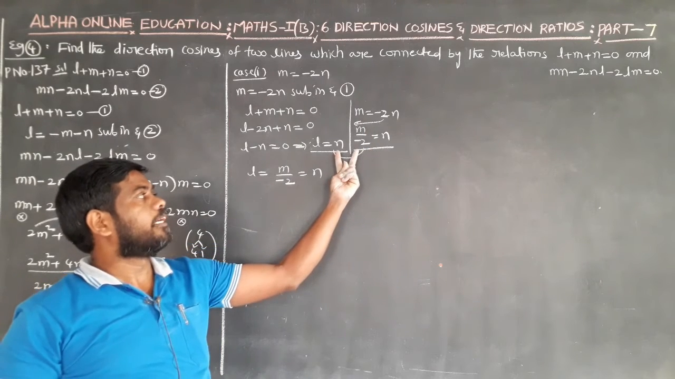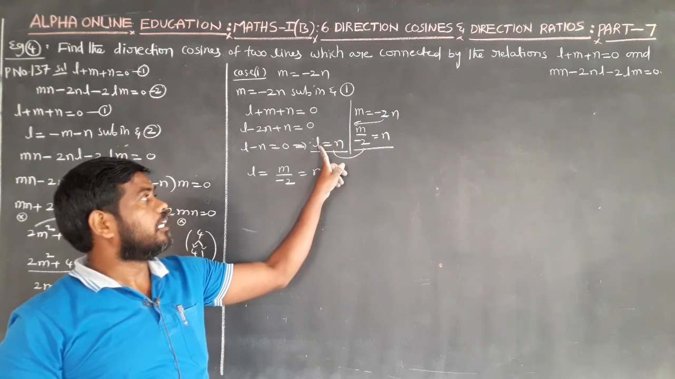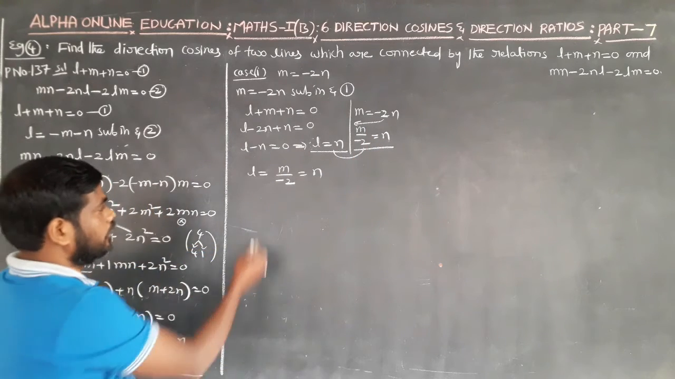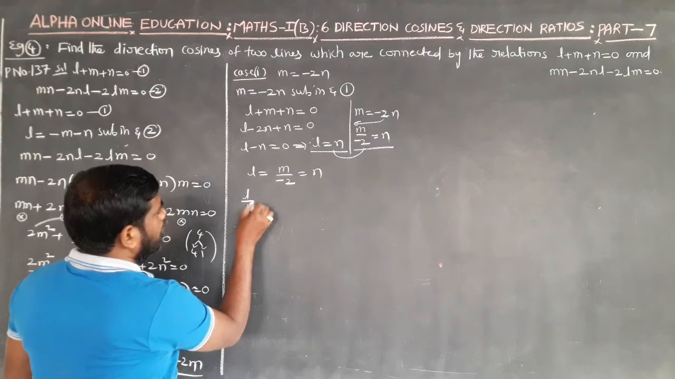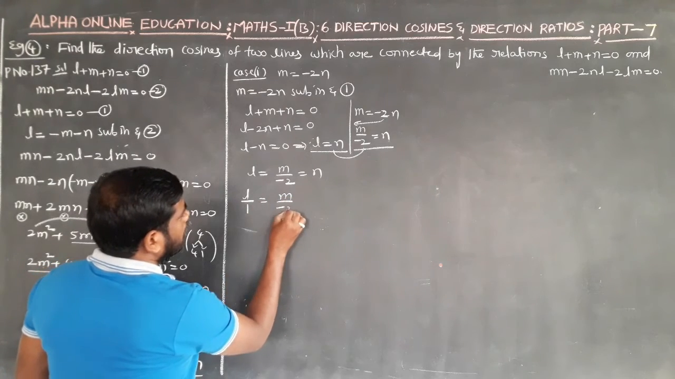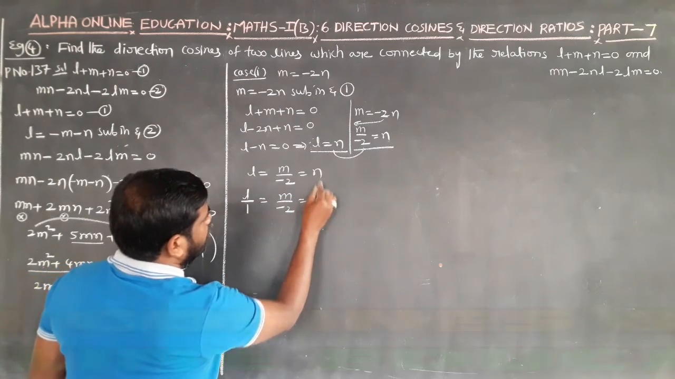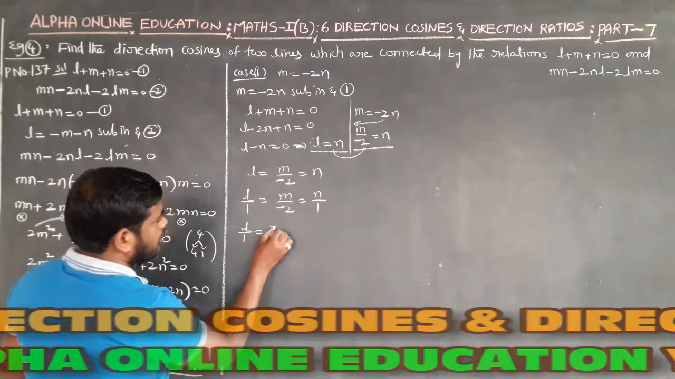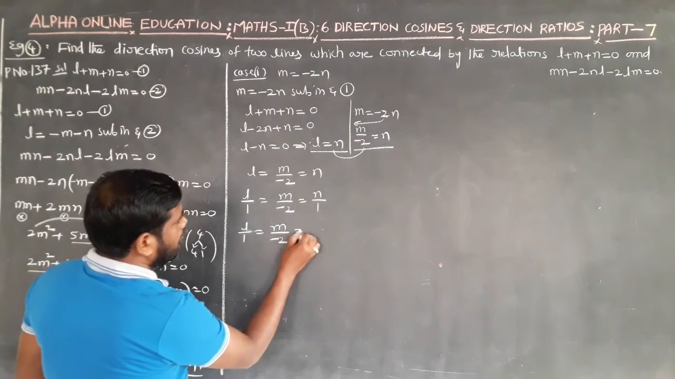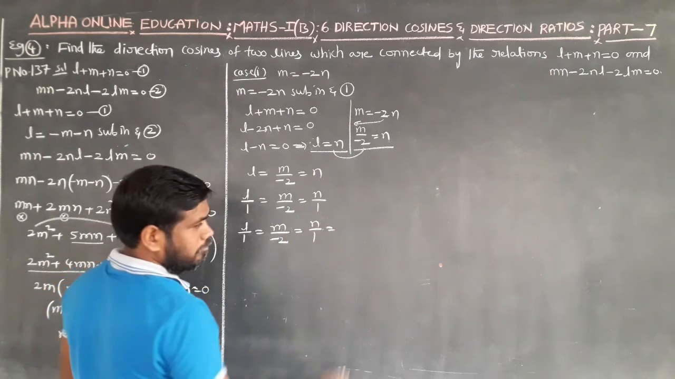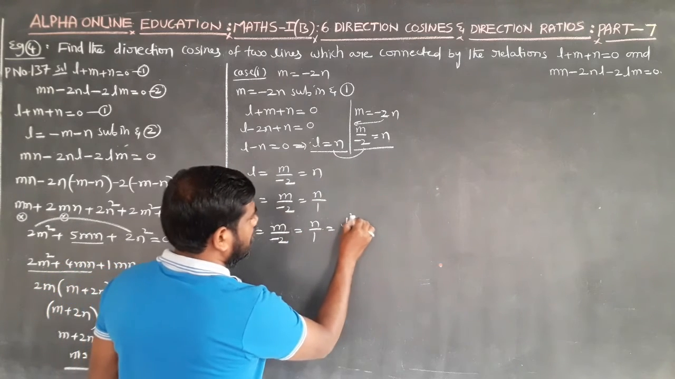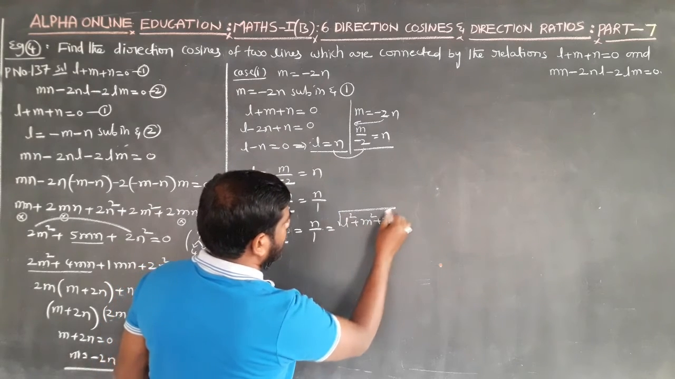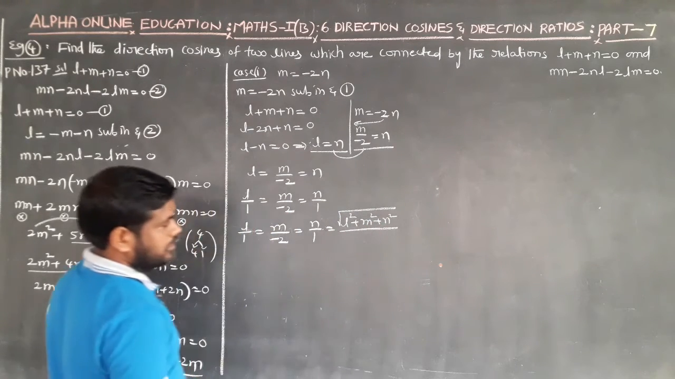So write down from the two equations, L is equal to m by minus 2 is equal to n. L means L by 1, is equal to m by minus 2, is equal to n means n by 1. Here, the sum of the squares of the DCs, root of L square plus m square plus n square.